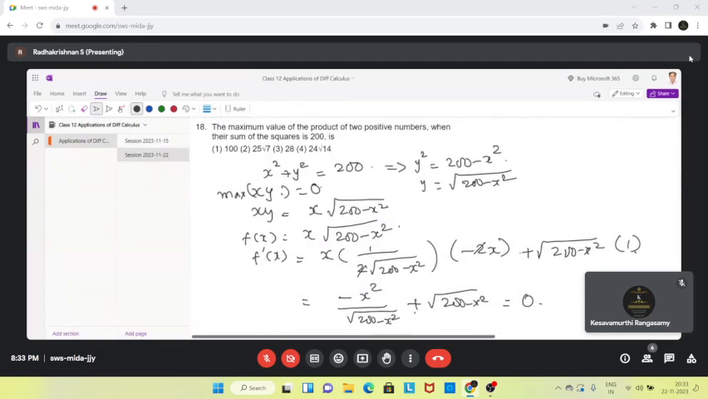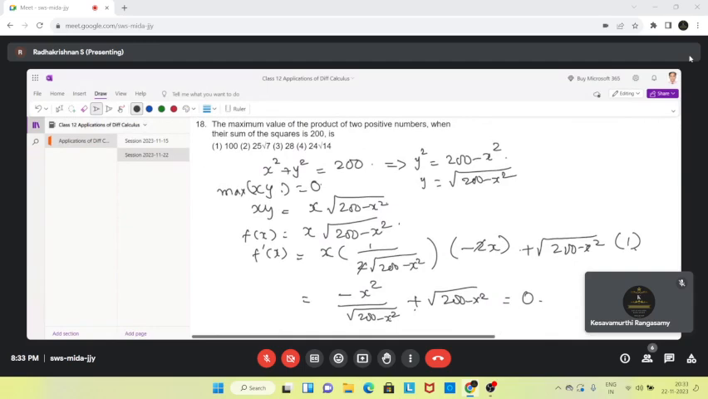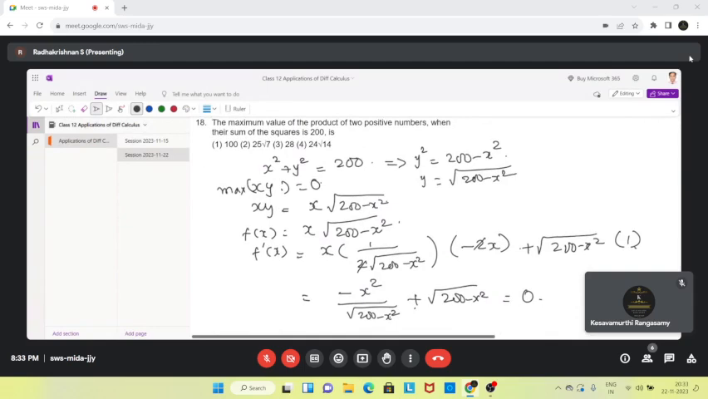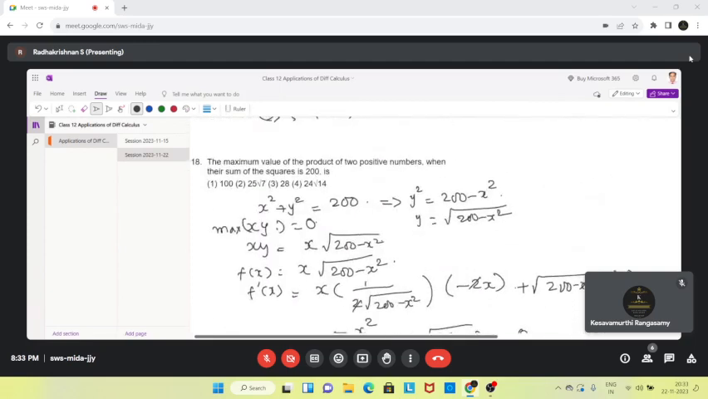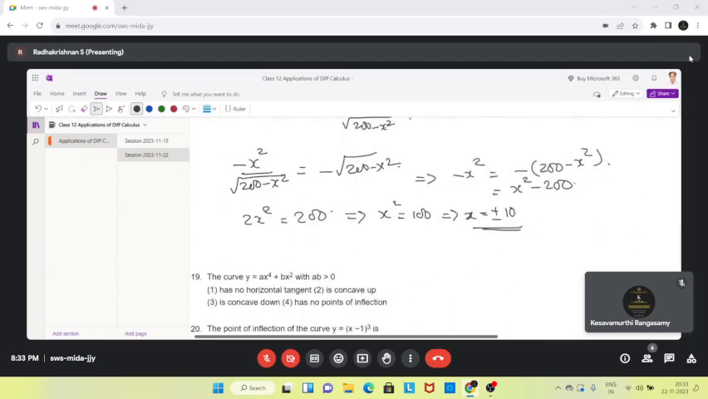So x equal to plus or minus 10. Then what is the value of y? y square is 200 minus x square. So 200 minus 100, so y is also 10. When x equal to 10, y equal to 10. The other value is x equal to minus 10, y will also be minus 10. So what they are asking is xy. In either case, xy will be 100.